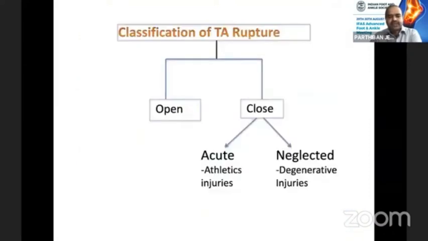Basically, a simple classification of the Tendoachilles: open and closed. Open is, in our country, very common. This is a closet injury, usually in the Indian type toilet, where their foot gets stuck inside and they try to take it out. Either the closet breaks, and it cuts exactly on the Tendoachilles. And there's a closed one. This is acute in case of athletic injuries, and neglected, that is degenerative, when you have a tendinitis, peritendinitis.